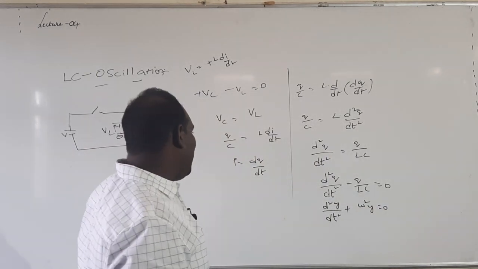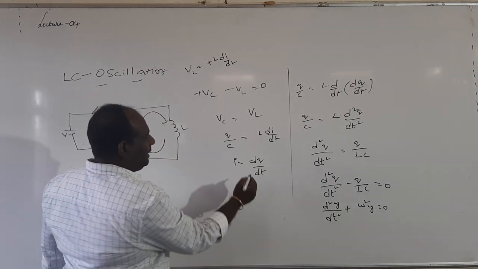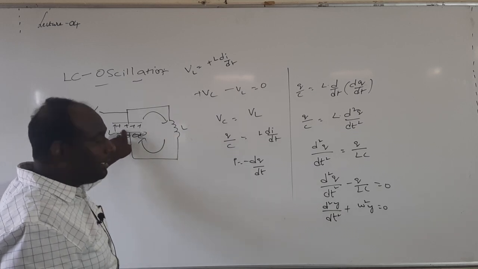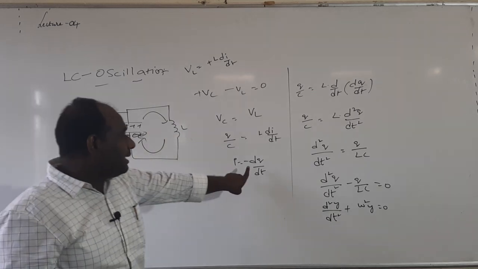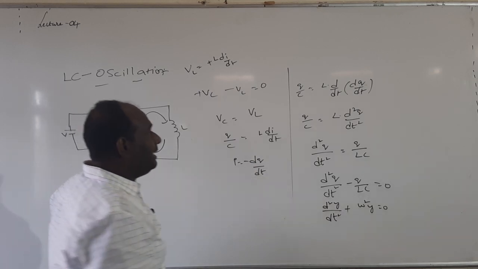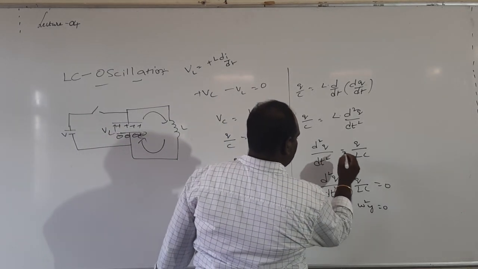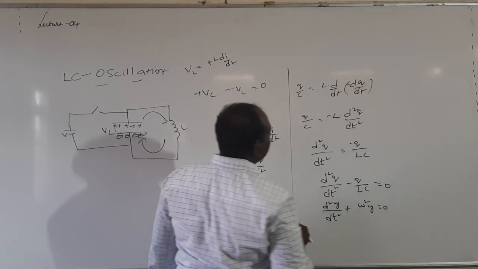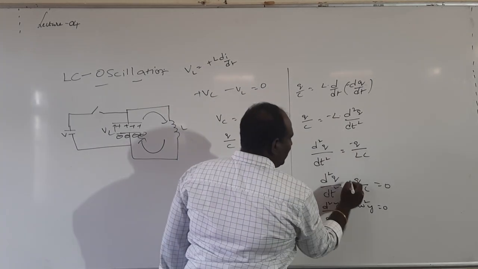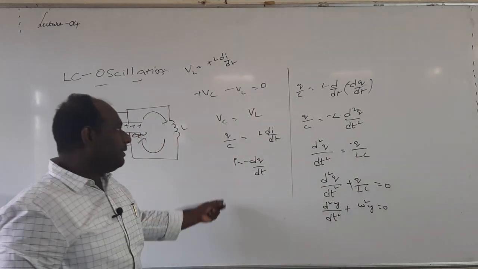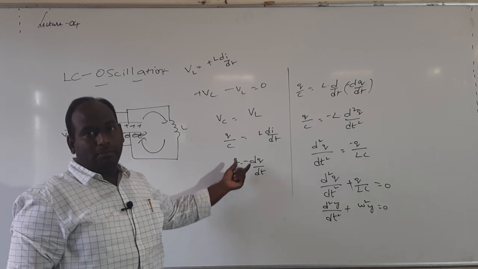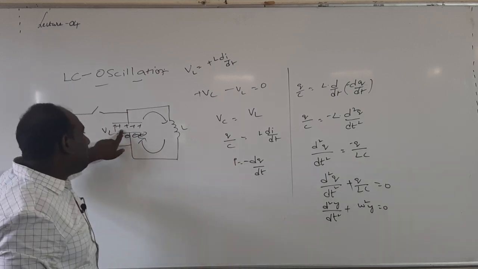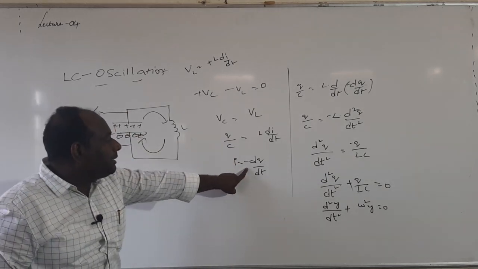Please listen. Here I am going to take I as minus dq by dt. Why are you taking minus? Since the charge on the capacitor keeps on decreasing, the decreasing charge I am going to represent by minus. So this minus comes to this side as plus. Once again repeating, sorry for the inconvenience. Here I equals minus dq by dt. Why are we writing minus dq by dt? Because the charge on the capacitor keeps on decreasing, and decreasing charge is represented by minus.